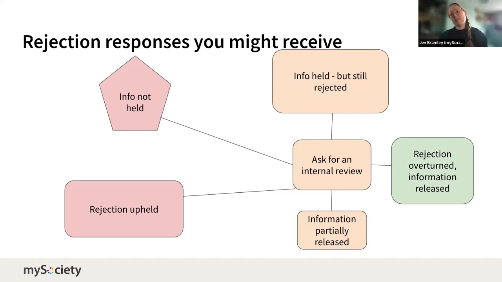Oh, it'll cost us too much to find this information, so we're going to reject this request and not give you any information at all. We don't subject that to a public interest test because there is a limit to the amount of cost that an authority has to bear by answering an FOI request. And if they say that this is exceeded, then they don't have to perform a public interest test.